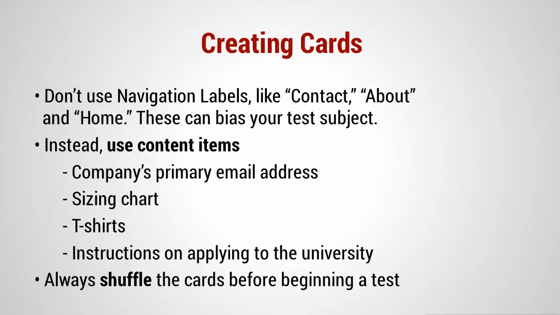Instead, you want to use content items. For example, a card that says company's primary email address, a card that says sizing chart, a card that says t-shirts, a card that says instructions on applying to university. So each card should have the content item, what piece of content goes on the site, not what label you want to call that. And it's again important that you always shuffle the cards before beginning a test. Really simple thing, but easy to miss sometimes.